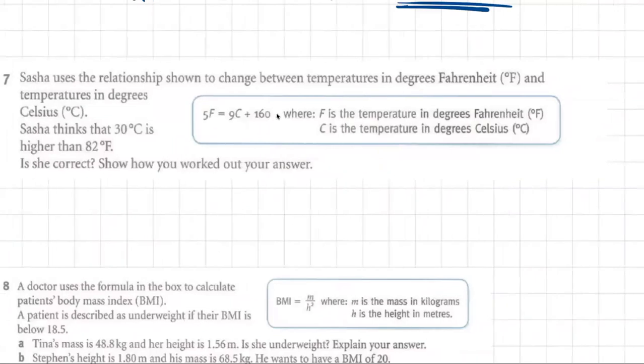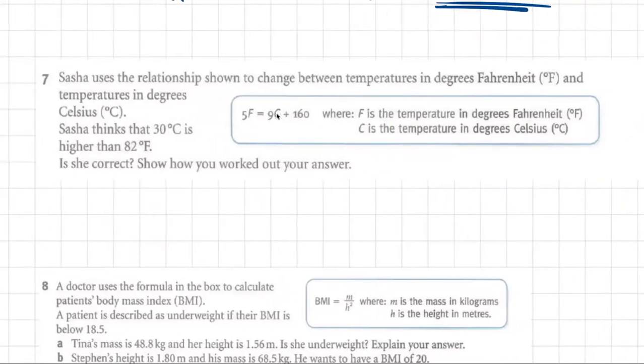Sasha uses a relationship shown to change between temperatures in degrees Fahrenheit and temperatures in degrees Celsius. So that means 30 degrees Celsius is higher than 82 degrees Fahrenheit. It's very simple, just change one to the other. For example, it's given here, I'd like Fahrenheit to be the subject, so I'm just going to rearrange the formula to make F the subject. 5F is equal to 9C plus 160. All I need to do is move the 5 over to the other side, then I get my answer in terms of the formula for Fahrenheit.